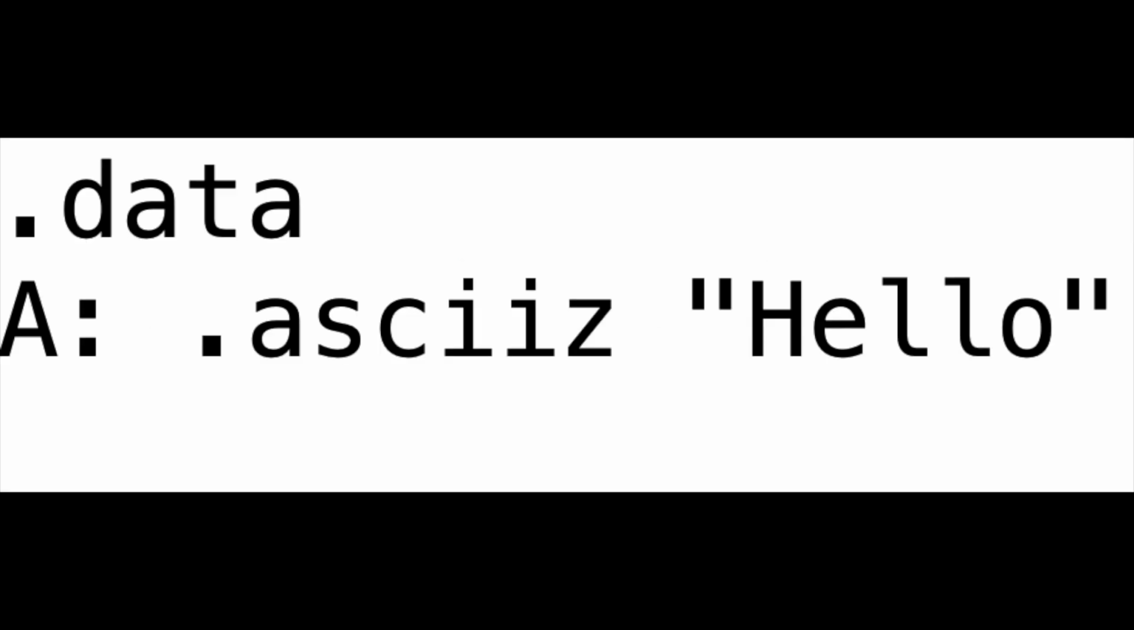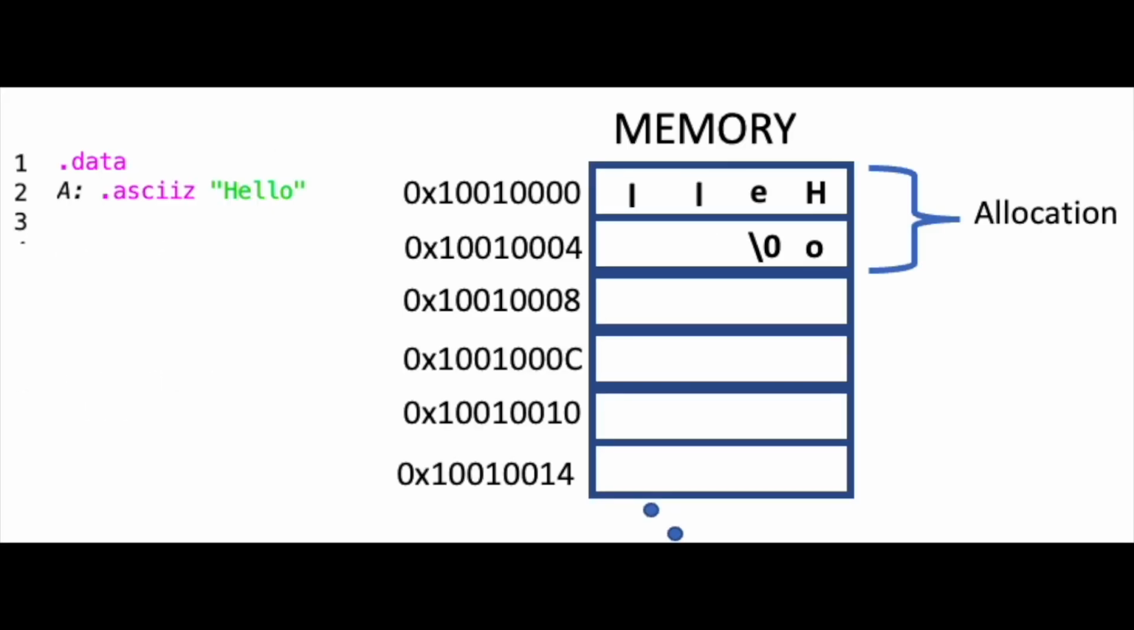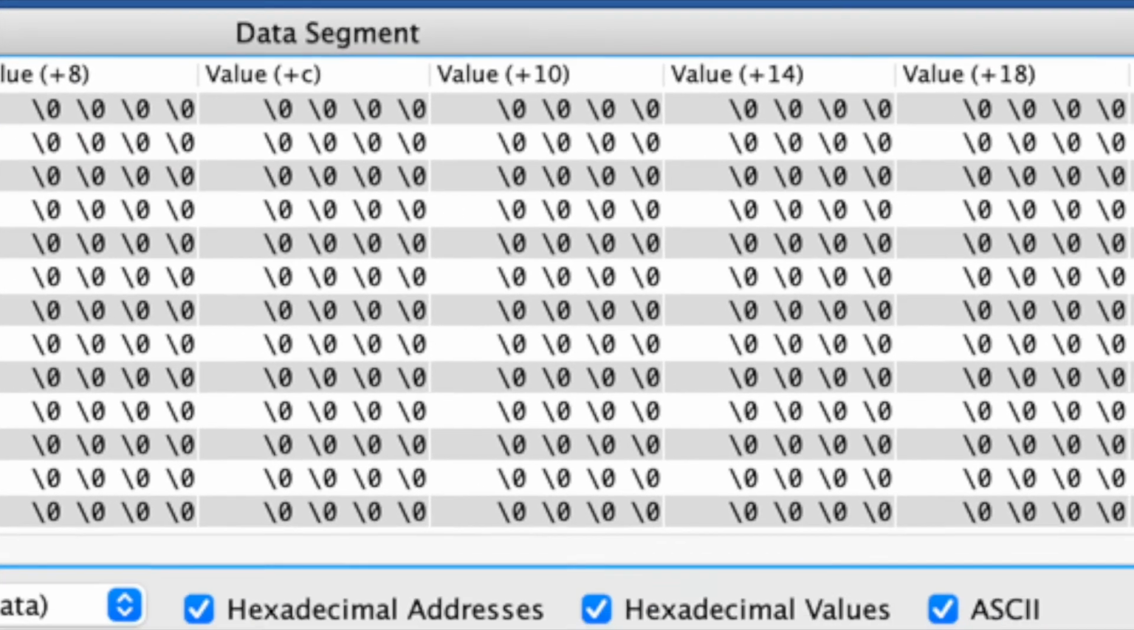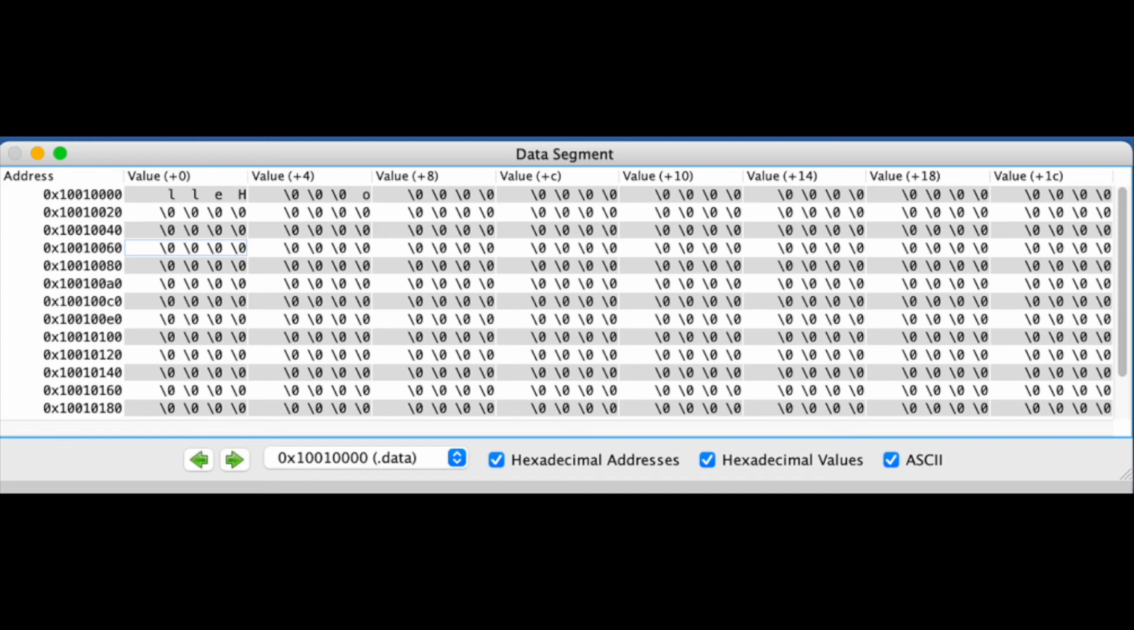For example, if in the data section, indicated by the directive .data, we specify the string hello using the directive .ascii, then the first byte, the ASCII for H, would be in the least significant byte, while the byte for the second L would be in the highest position of the first word.